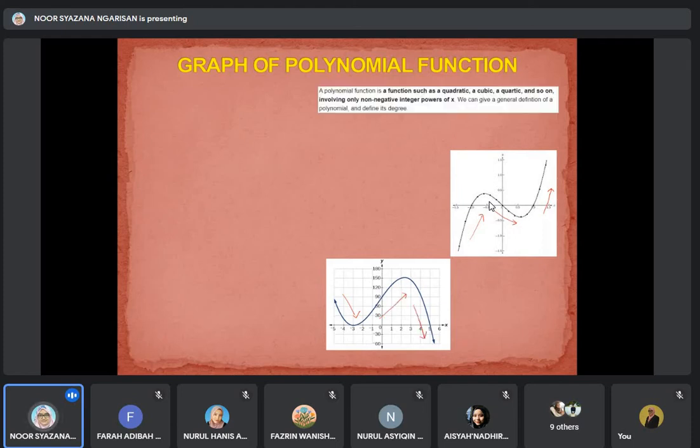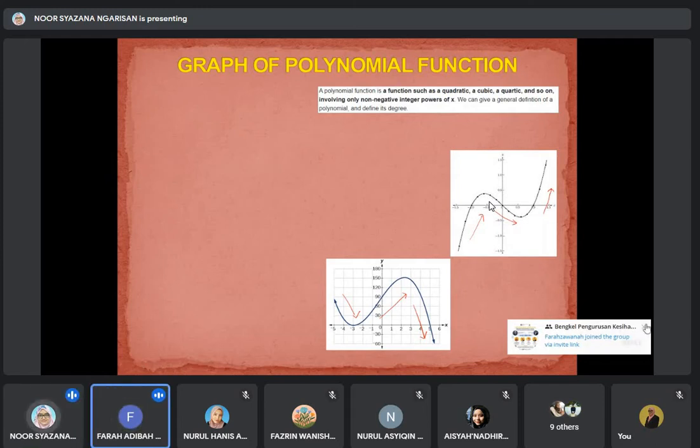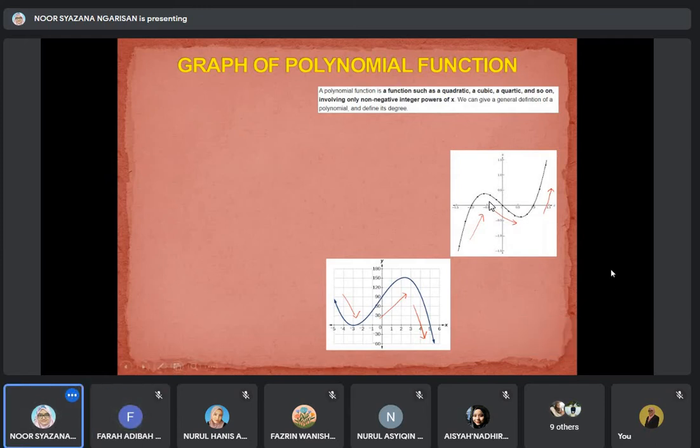So what is polynomial function? A polynomial function is a function such as quadratic, cubic, quartic, and so on, involving only non-negative integer powers of x. We can give a general definition of a polynomial and define its degree. So polynomial function ni, contoh dia quadratic function. What is quadratic function? Quadratic function ni macam mana bentuk dia? X square. Betul, very good. Ax square plus bx plus c. So the highest power of x for quadratic function is x squared.